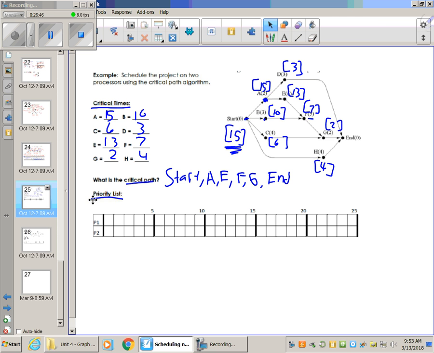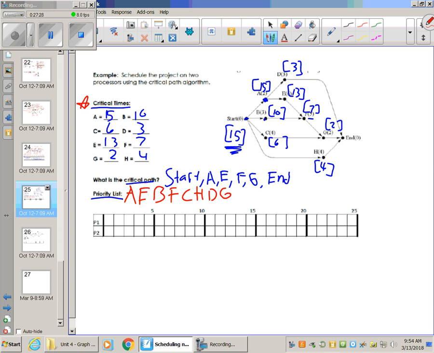Now to create my priority list, that's just going to be putting my vertices in order from highest to lowest as far as critical times go. So looking at this list right here, that would be A first with 15, then it would be E with 13, B with 10, then F, C, H, D, and finally G with 2. So I'm going to use this priority list to schedule to two processors. Okay, so let's go through that process.